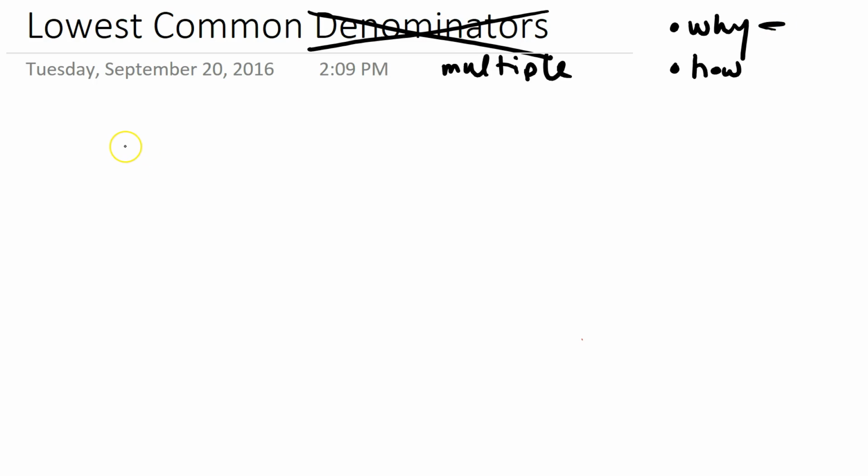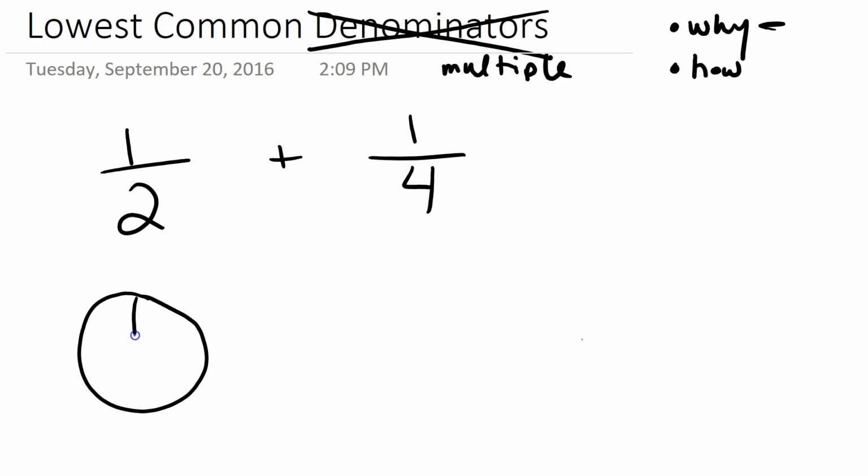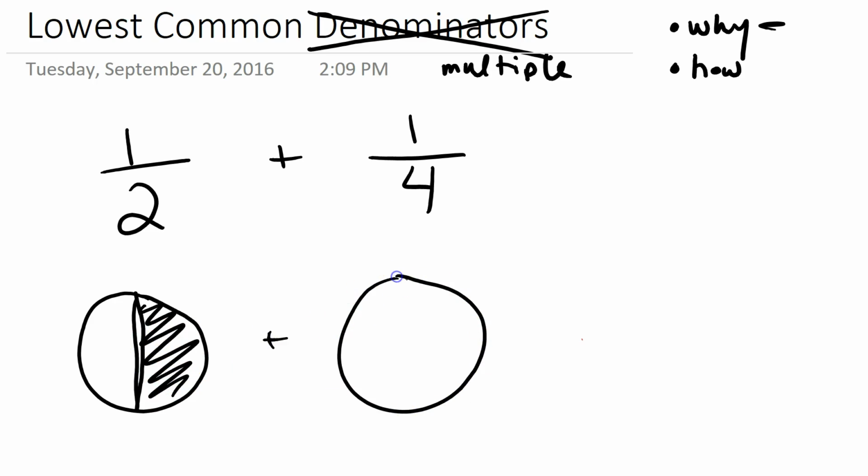So basically, we need to find lowest common denominators when the denominators in fractions that we're adding are different. Okay, so if I were to do a pictorial representation, I would say 1/2 plus 1/4.